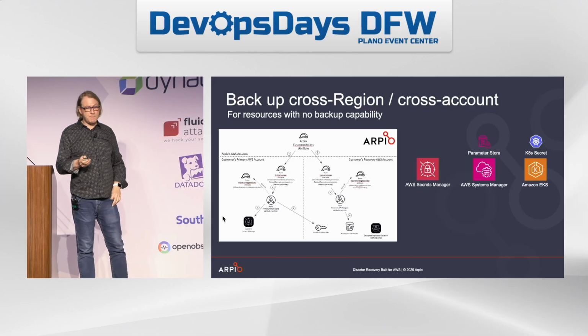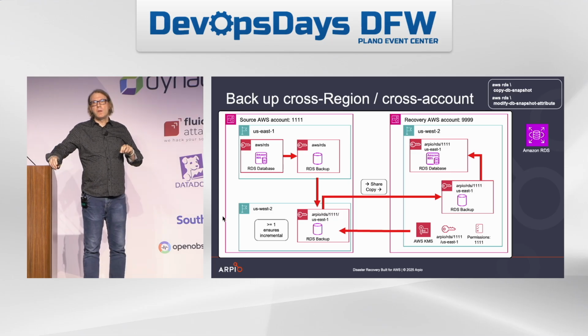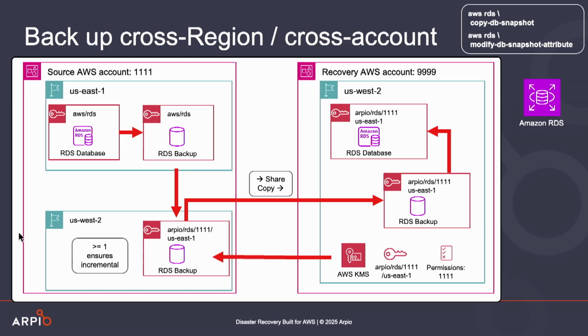Oh, the one thing I forgot to mention here is that AWS does provide the ability to copy directly cross-region and cross-account for some resources, but many resources like RDS, it doesn't. And for many resources like EBS, the block store, if it's encrypted, it doesn't. So that's why we're using that intermediate step.